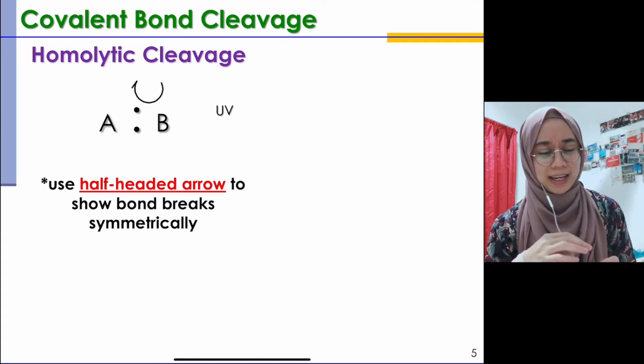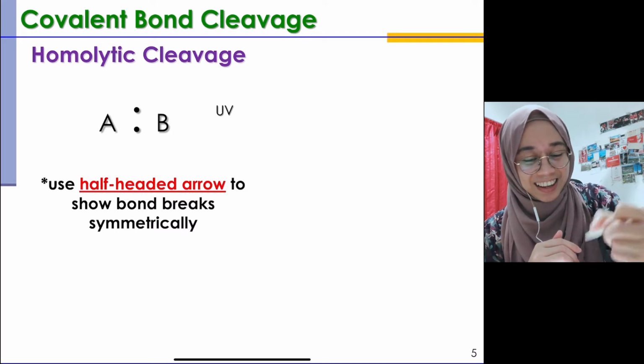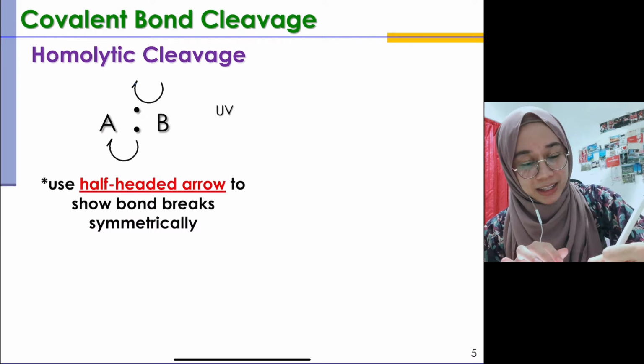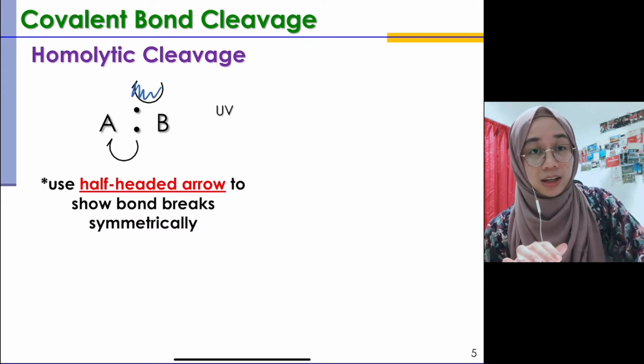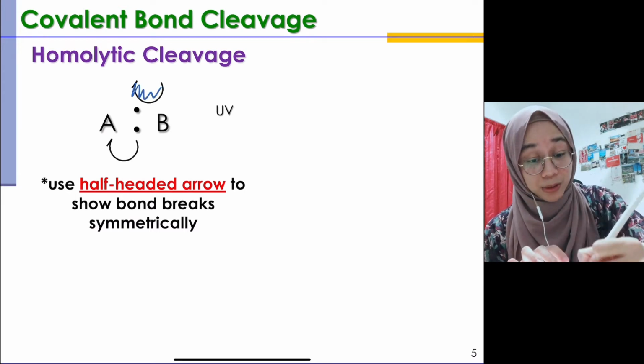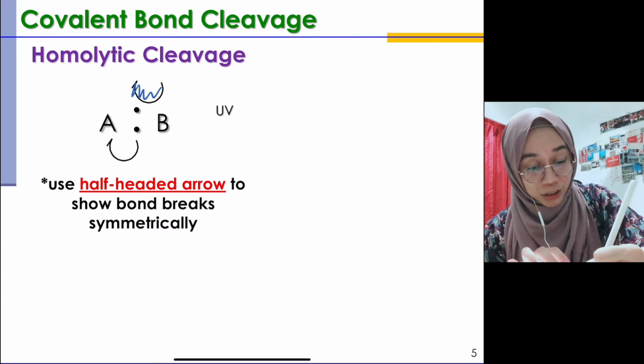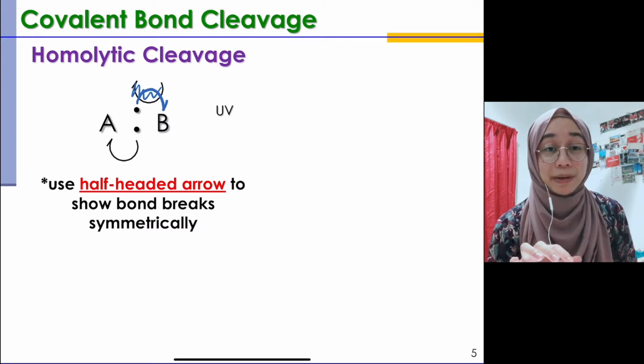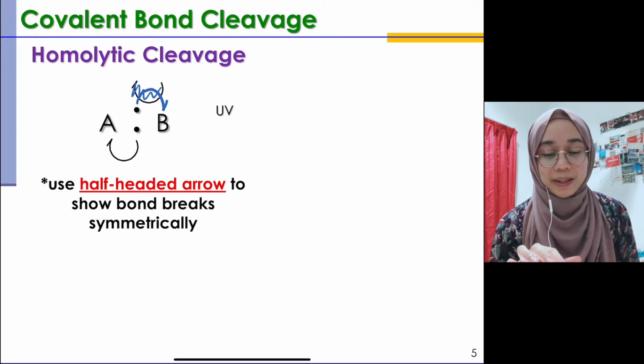Miss tak tahu kenapa dia balik. Supposedly, okay. So, sekejap Miss tengok apa berlaku dengan arrow yang lain. Okay, yang ni tak sepatutnya macam ni. I think in your notes should be betul sepatutnya. So, supposedly yang elektron atas ni akan pergi kepada B. Okay. And then yang satu lagi akan pergi kepada A lah.